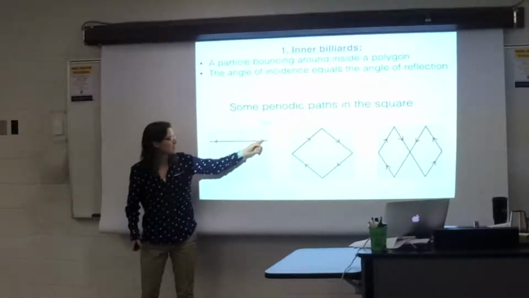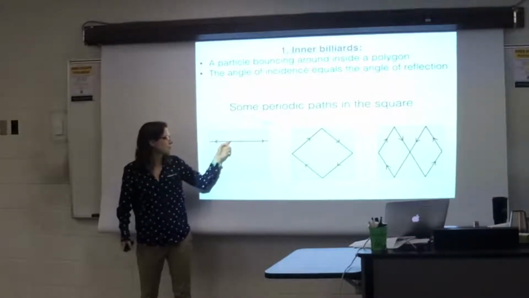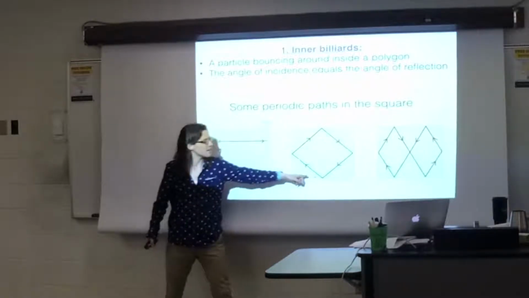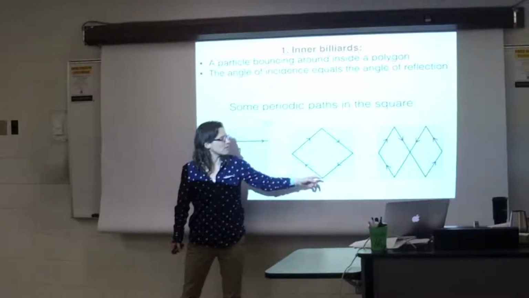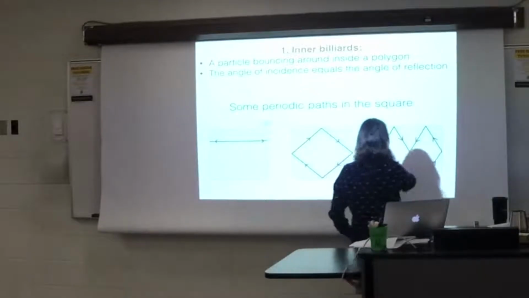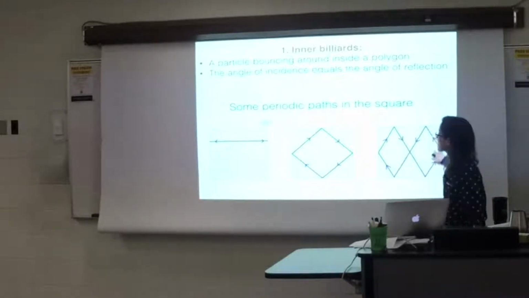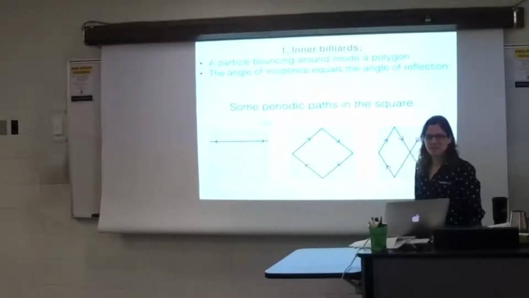So here are some periodic paths. That's what I like the most. This one just goes back and forth at period 2. This one goes in a square of period 4. And this one over here, I guess you can see, it bounces around with period 6. Okay, those are pretty simple.